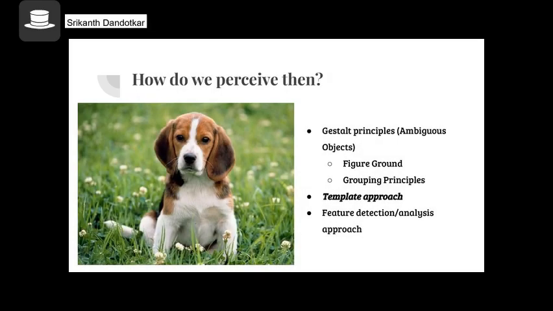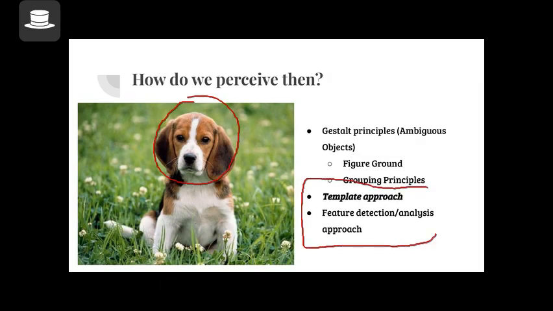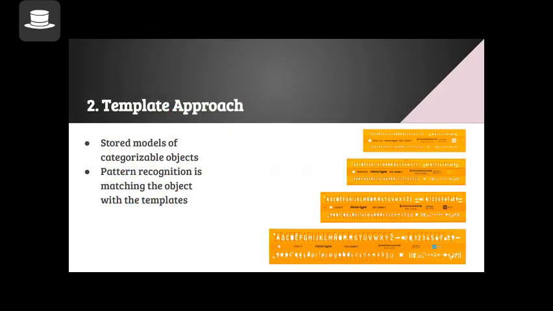Okay, so when the objects are clear, you can better explain that using the other two theories. One is the template approach, the other one is a feature detection or feature analysis approach. First, we'll talk about the template approach. Now, according to the template approach, just like a stencil has a model of alphabets or numbers or whatever it is, right? According to the template approach, our mind has stored models of all the categorizable objects.